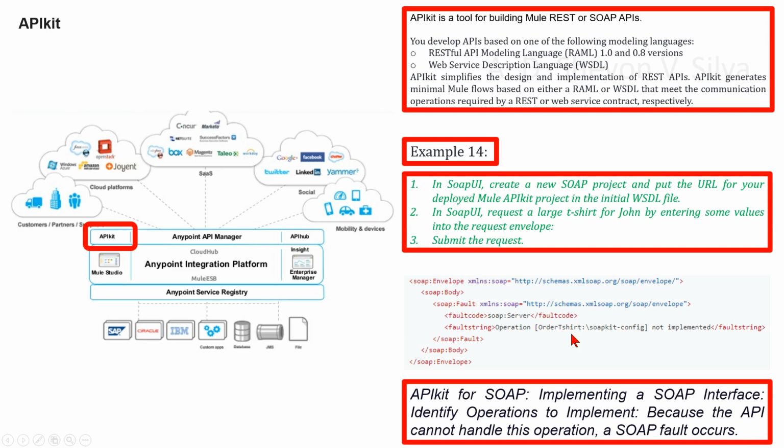Operation for a customer named John. Because the API cannot handle this operation, a SOAP fault occurs. In the SOAP UI, create a new SOAP project and put the URL for your deployed Mule APIkit project in the initial WSDL file.